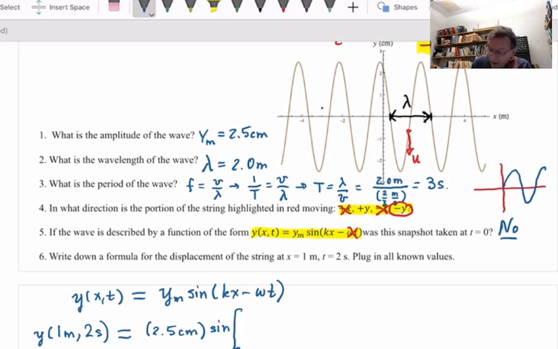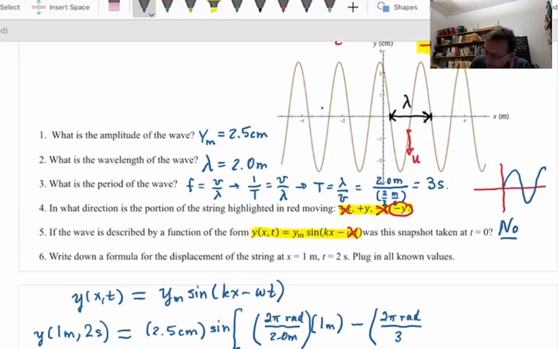And remember, k is 2 pi over the wavelength. So for the k, 2 pi, and there's a radian with that technically, over the wavelength, 2 meters. Okay, that's k. The x value is 1 meter, so I have to multiply the k by the x value. Then minus the omega, the angular frequency. They didn't ask me to find that, but I did find the period, big T, and the angular frequency is 2 pi over big T. So let's write that as 2 pi radian over the period, 3 seconds. So that's the omega, and now plug in the t value they gave us, 2 seconds.